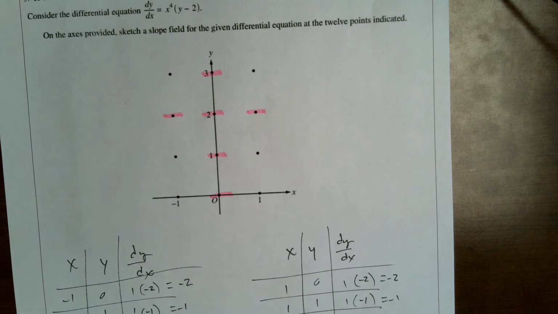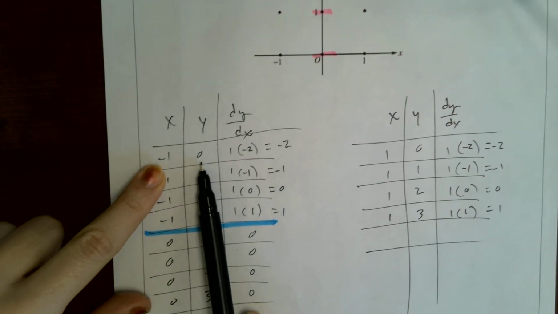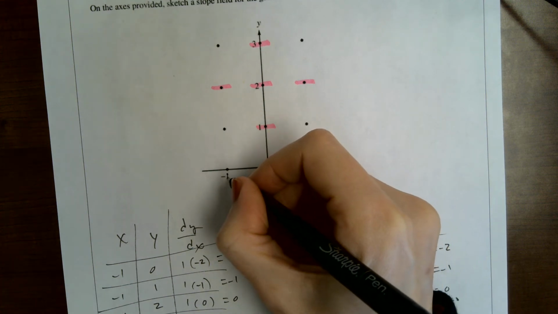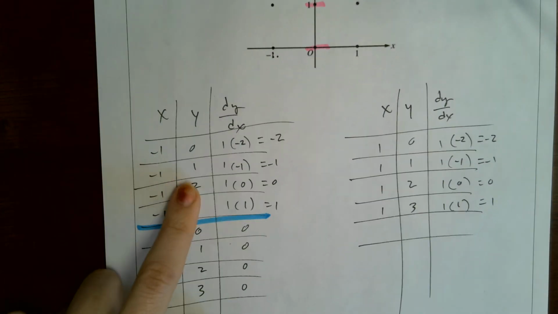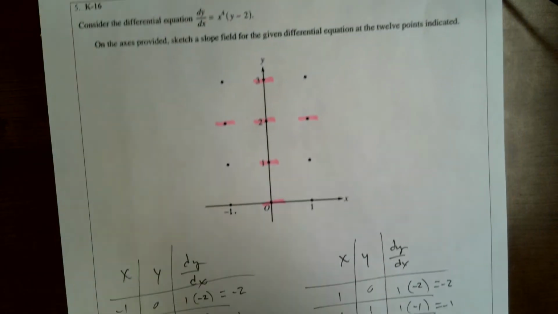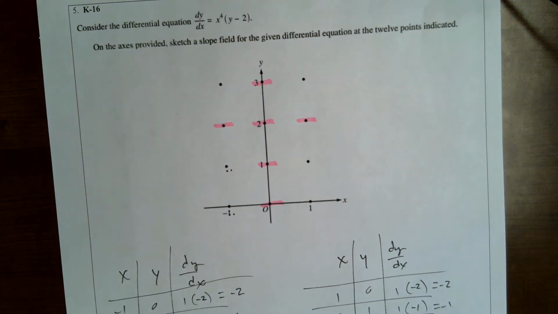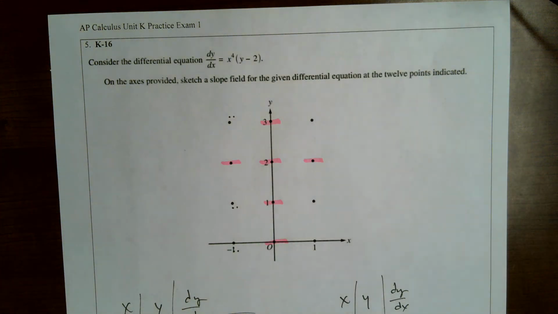Okay, now for the slopes that are not 0, I'm going to use little dots to try to estimate the steepness of each slope. So for this first point, at -1, 0, the slope is -2. So I'm going to go down 2, right 1 with little dots. Then at -1, 1, I have a slope of -1, so I go down 1, right 1. And then at -1, 3, I have a slope of 1, so I go up 1, right 1. And then you go back and you fill them in.